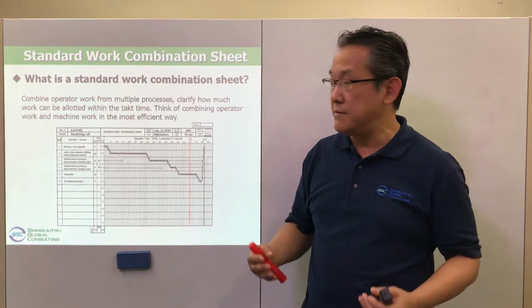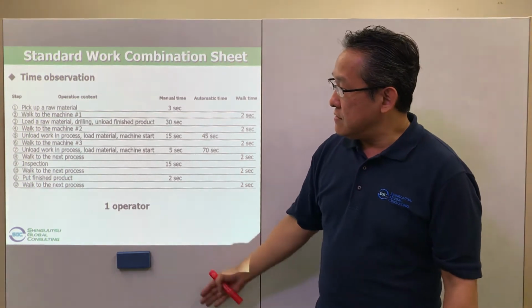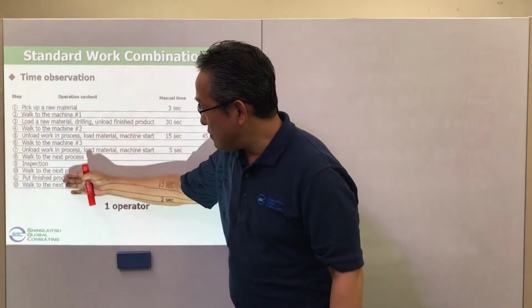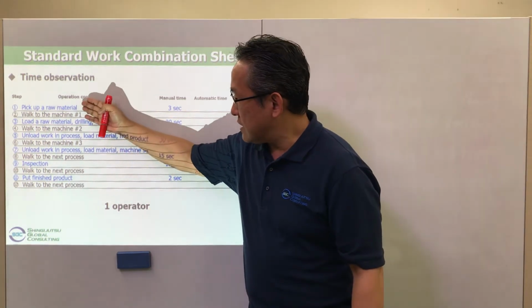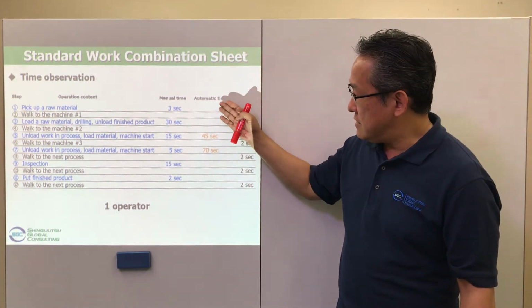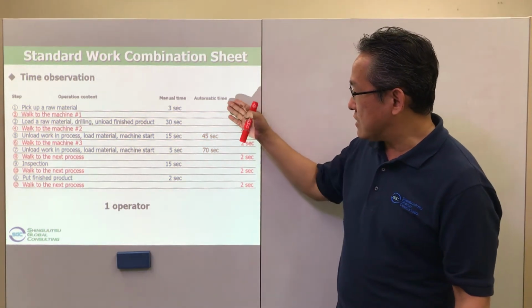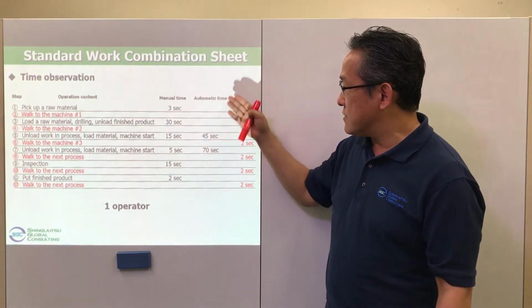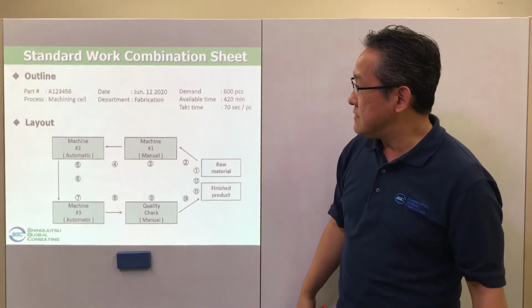Here's a time observation sheet showing the work tasks that one operator does. This example has 12 tasks total. Now the operator's manual tasks and times are shown in blue. Next, the automated process machine times are shown in red. Finally, walking times are shown in red. The three kinds of time are manual time, automatic time, and walk time. Each kind of time needs to be recorded separately.